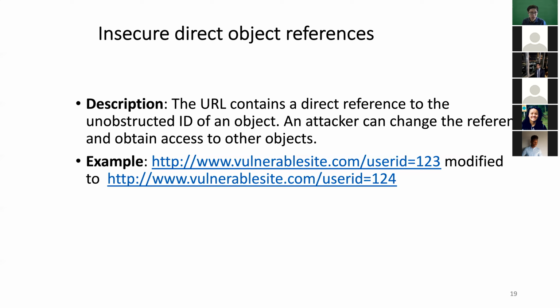So we need to make sure that the user ID is only associated with the one accessing the system. We need to do this check, right? But sometimes if you don't do this check, and if you just make your database open, that's very dangerous. Okay, this is insecure direct object references.